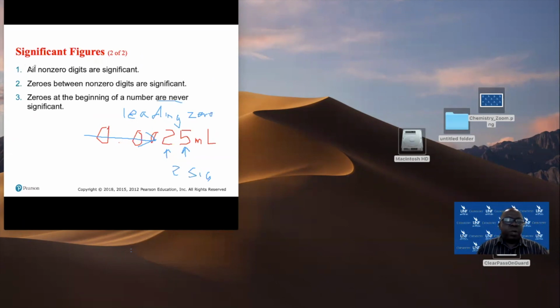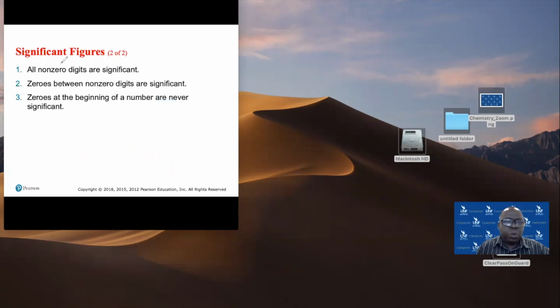So rule number 1, we have looked at that. Rule number 2, rule number 3 there. Let me clear this so that we move on to rule number 4, and this has to do with the zeros at the end of a number. We call these trailing zeros. I'm just going to label this as trailing.